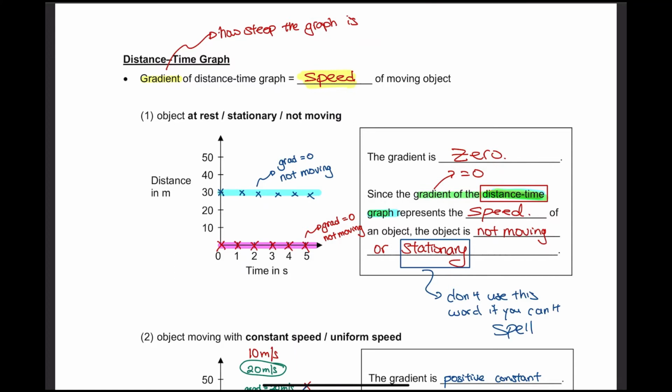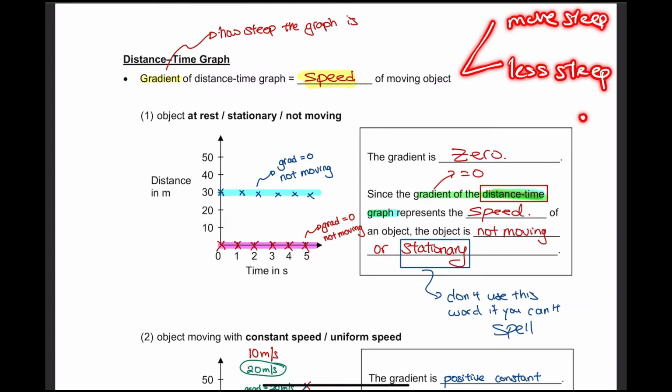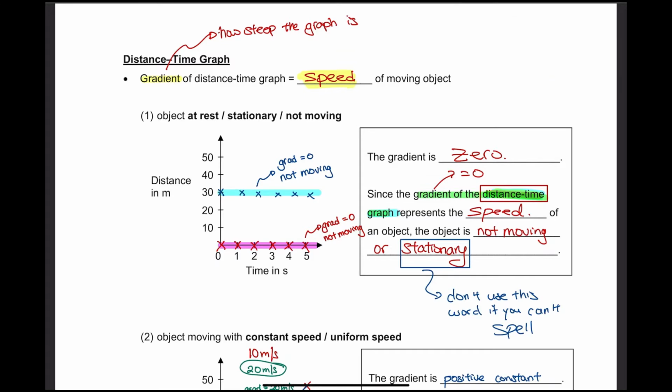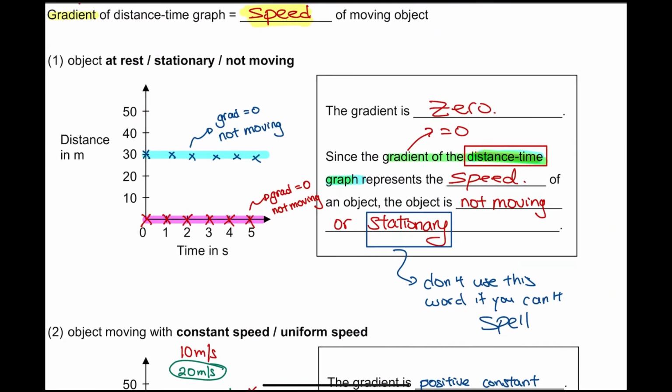For example, if I have a graph that is this steep versus something that is this steep, I will realize that the top one is more steep, and this is less steep. When the graph is steeper, it means that it has a higher speed, whereas something that is less steep has a lesser speed. So the gradient of the distance time graph will represent the speed of the moving object. Okay, let's dive into the first part.